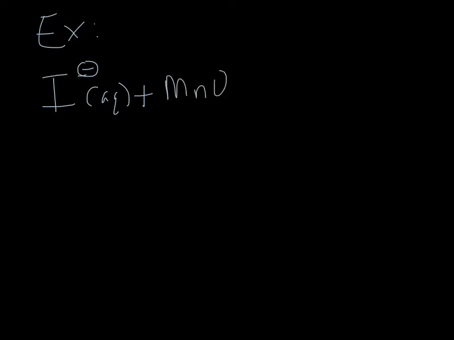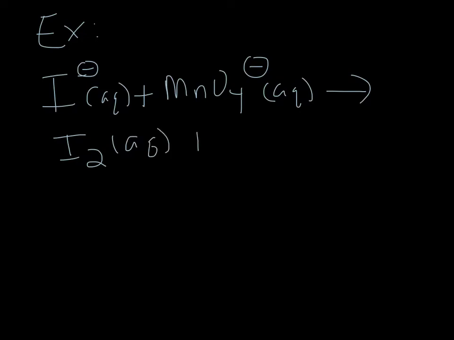So we're not going to go through all those steps here because we did it in class, but let's look at an example reaction where I have I minus aqueous plus MnO4 minus aqueous goes to I2 aqueous plus MnO2 solid. So this reaction is not mass or charge balanced right now, and I'm not going to do those steps, but you could do it by going through all the steps we talked about.